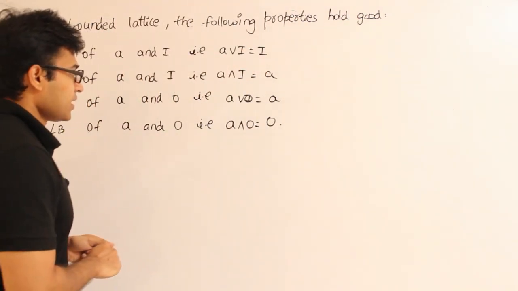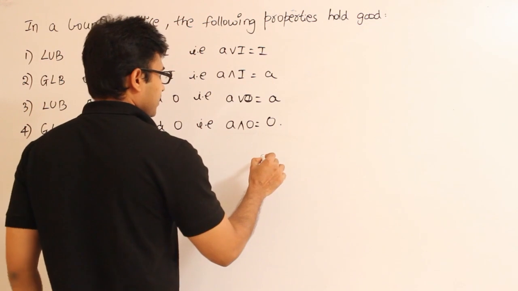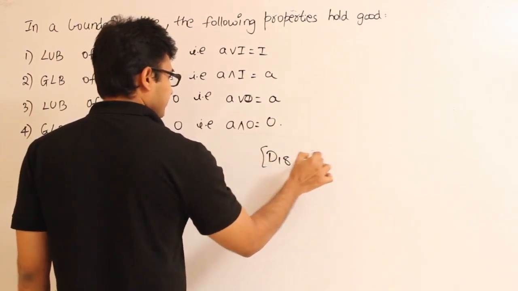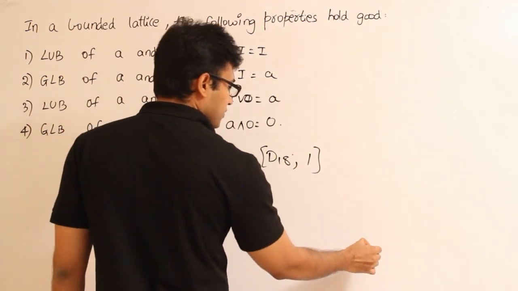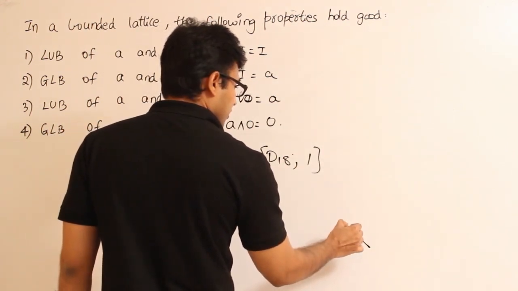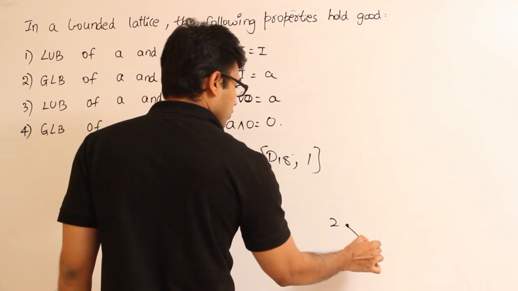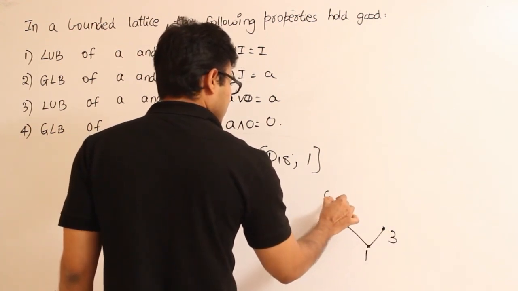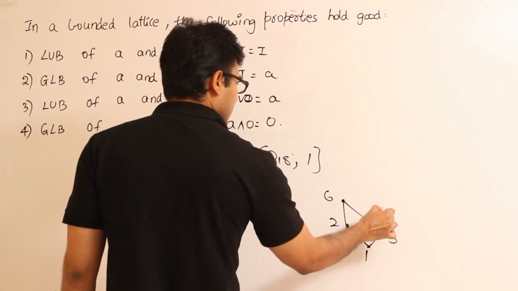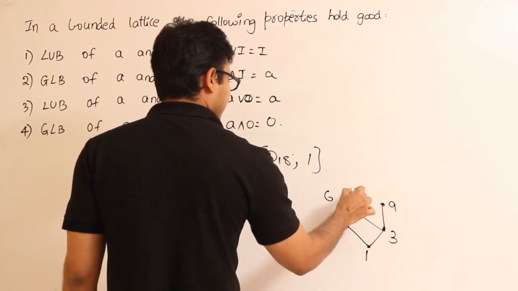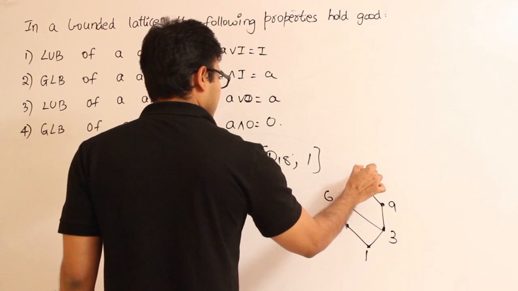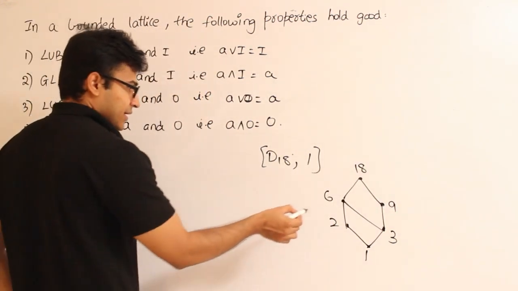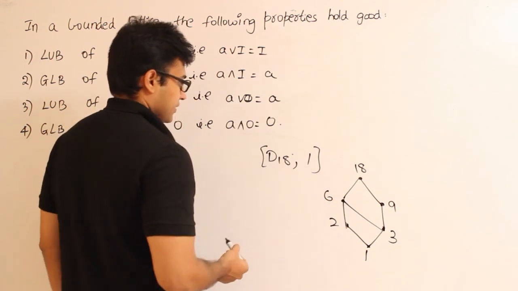So the rule is this. I'll just take an example and explain it. Let us say D18 under the divides relation. So D18 is going to contain 1, 2, 3, 6, 9 and 18 here. Now if you observe this, 2 and 6 are related directly.